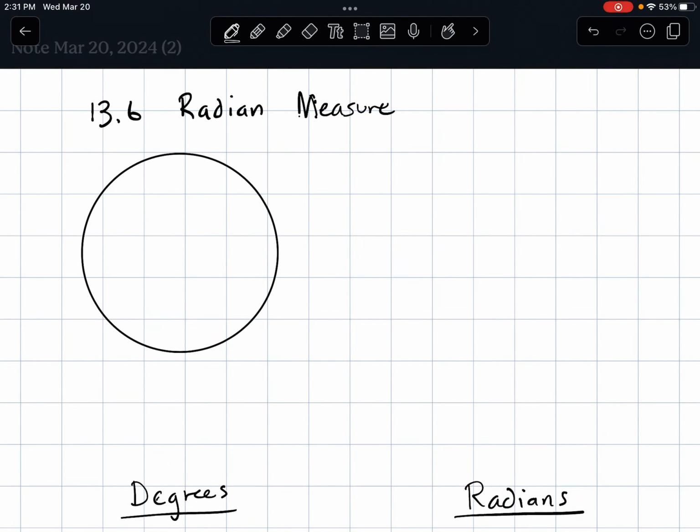So here in chapter 13.6, we're talking about radian measures. Radians and degrees are two different ways to measure distances around circles. It also is going to relate a lot to the unit circle section that we have coming up next. So it's important to know what radians are and how they relate to degrees. But again, it's just another way of thinking about degrees.